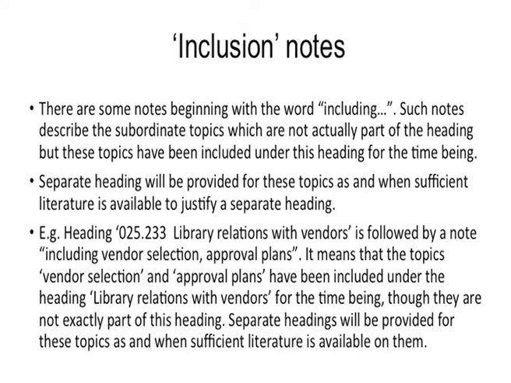It means that the topics vendor selection and the approval plans have been included under this heading, library relations with the vendors, for the time being, though they are not exactly part of this heading. Separate headings will be provided for these topics later on as and when sufficient literature is available on them. Then they will get a separate heading, but presently they have been given here.